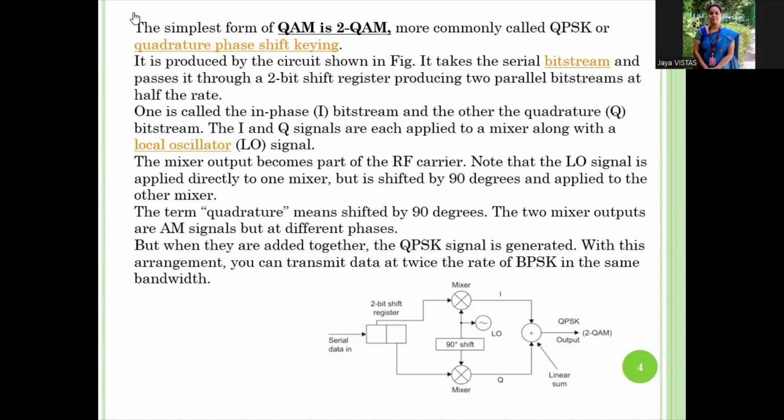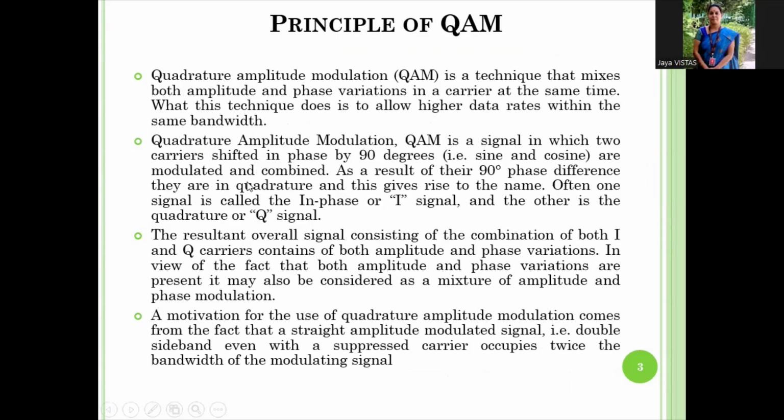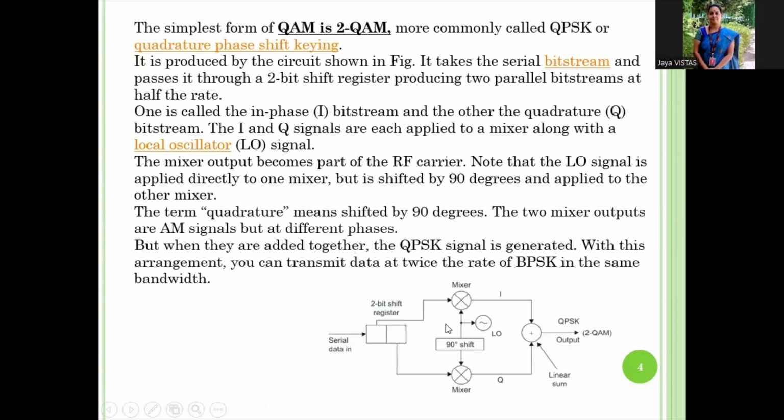The simplest form of QAM is 2 QAM. It is more commonly called QPSK, or quadrature phase shift keying. It is produced by the circuit shown in the figure. It takes a serial bit stream and passes it through a 2-bit shift register.